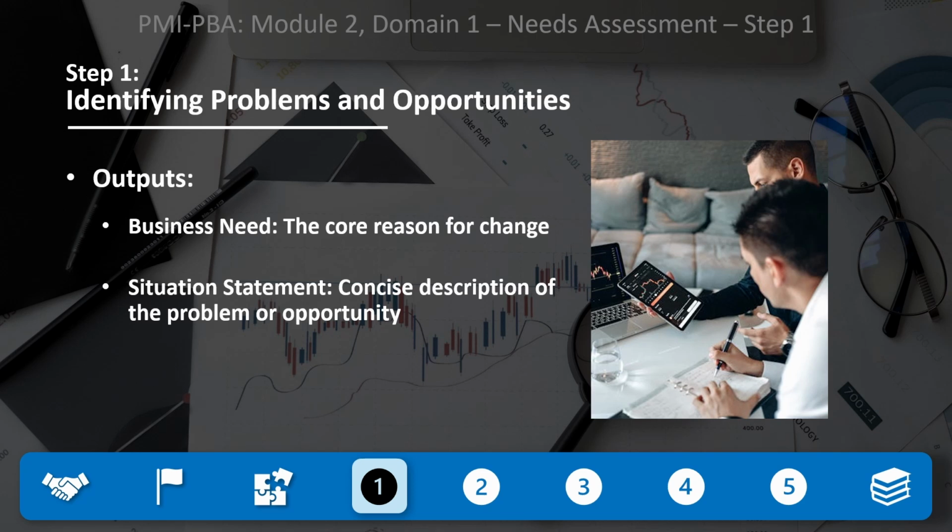Without this discipline, organizations can easily invest in the wrong initiatives. But by carefully defining the problem and articulating it through a situation statement, business analysts create a solid foundation for all subsequent analysis, ensuring that energy and resources are directed where they will have the greatest impact.